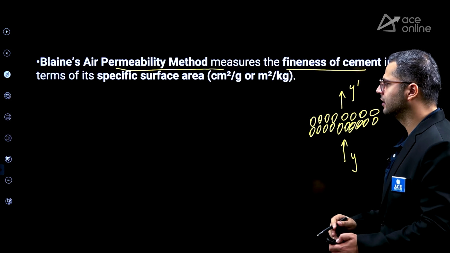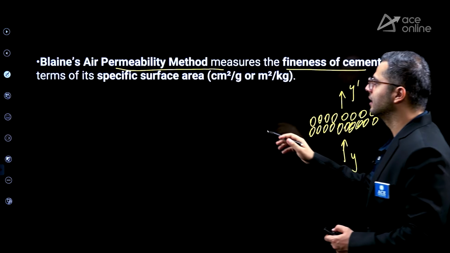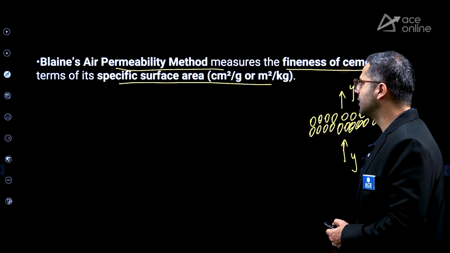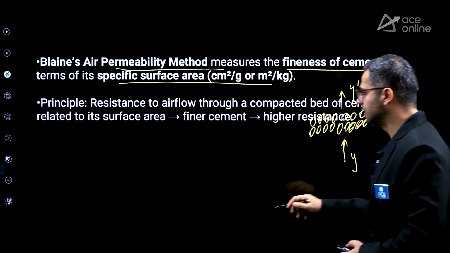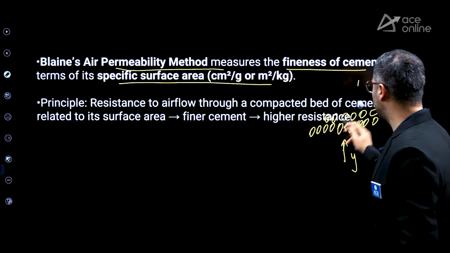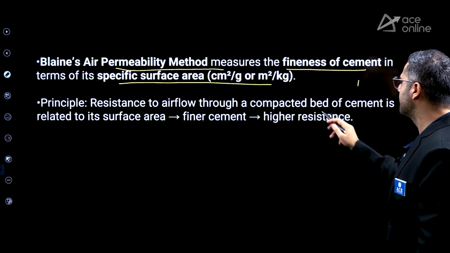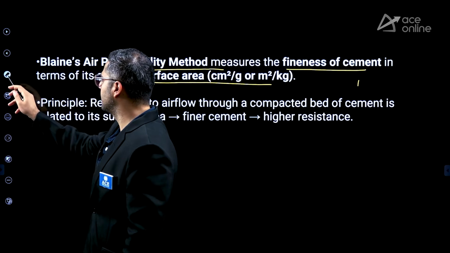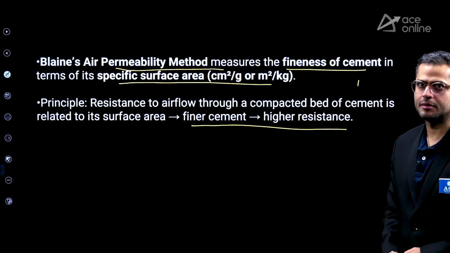So Blaine's air permeability method measures the fineness of the cement precisely. Right? I'm very sorry about the previous answer. It is fineness of cement, and through the beds, it will be judging the specific surface area in centimeter square per kg or meter square per kg. And what is the principle? An airflow through the bed of the cement will be passed in this way only, in which I showed you. It will be compacted through cement related to the surface area. Finer the cement, higher will be the head loss, right? More head loss would mean what? Finer cement is there.